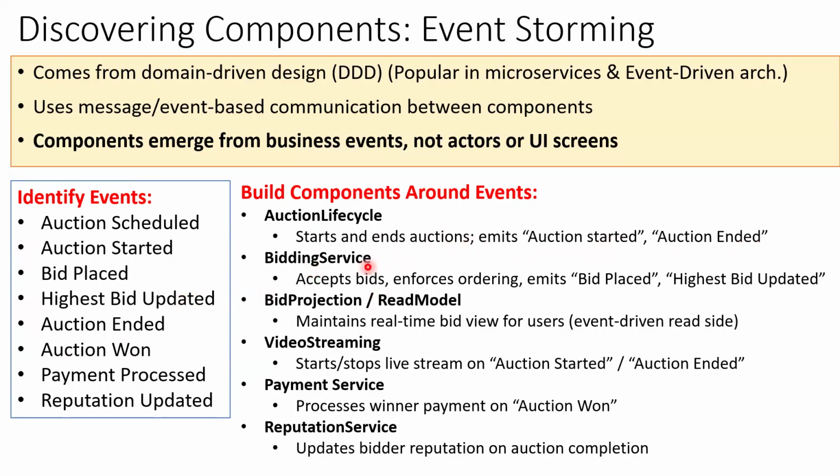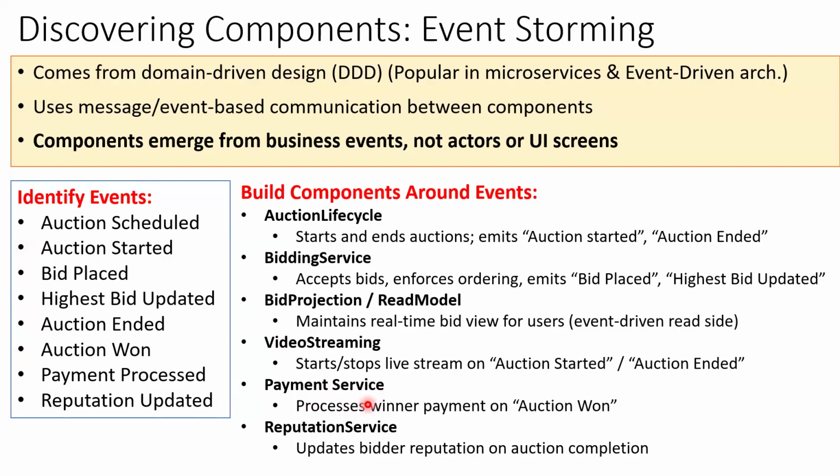Then you can have a bidding service. What it does is it accepts bids, places bids, enforces ordering, and emits bid placed and highest bid updated, that kind of thing. And then you can have bid projections or a read model, which can maintain a real-time bid view for users. So that is an event-driven read side. And then you can have video streaming. What it does is start or stop a live stream on auction started and auction ended. So you can have that in a video streaming component.